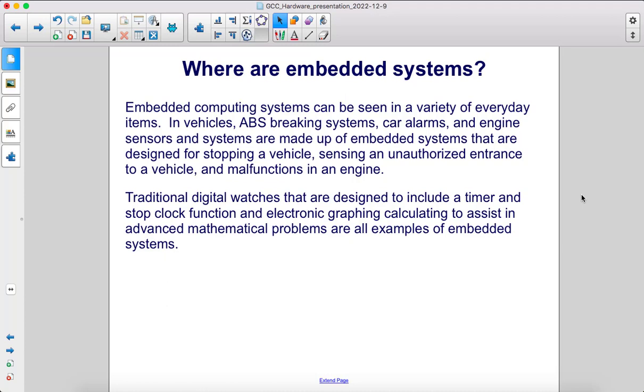Embedded computing systems can be seen in a variety of everyday items. In vehicles, ABS braking systems, car alarms, and engine sensors and systems are made up of embedded systems that are designed for stopping a vehicle, sensing an unauthorized entrance to a vehicle, and malfunctions in an engine. Traditional digital watches that are designed to include a timer and stop clock function, and electronic graphing calculators to assist in advanced mathematical problems are all examples of embedded systems.